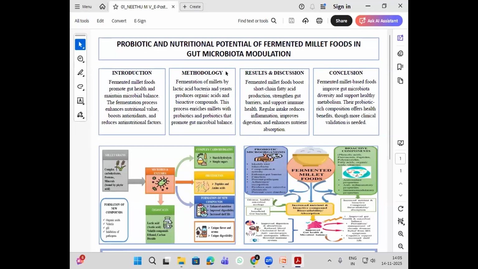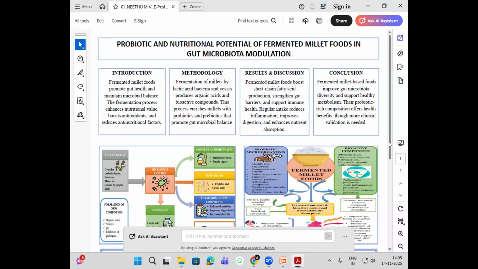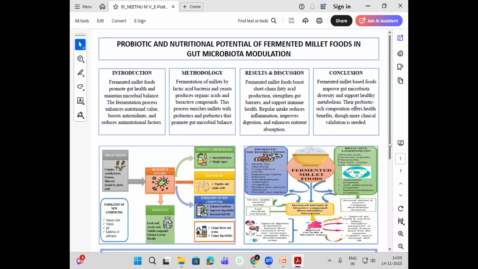We know millets are called Nutri-Cereals. As compared to other cereals, millets have a lot of advantages like complex carbohydrates, proteins, and minerals. Because of that, they are called Nutri-Cereals. Here, what we have done is the fermentation of the millets. Some beneficial changes happen after the fermentation of the millets.